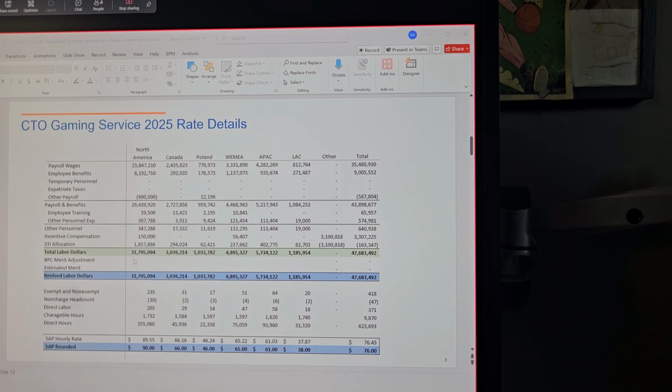Yeah, I just took the 31,795,000, right? Subtracted out the 23,847. Okay, I got it. That gives you 7.9 million. Then divide that by the 23,847. Yeah, I got your math. Okay.